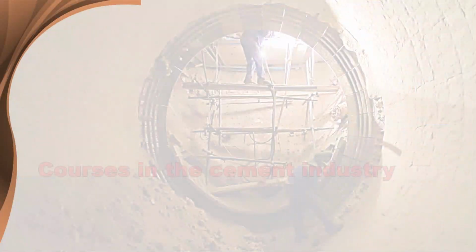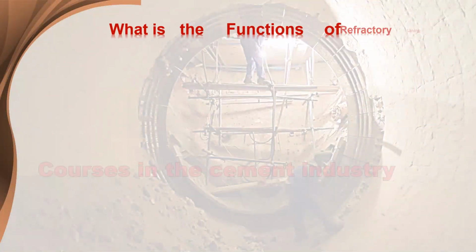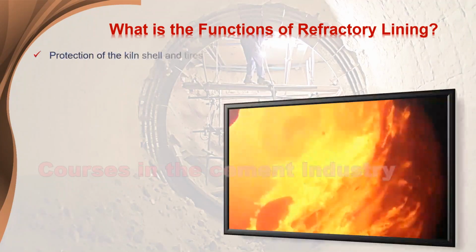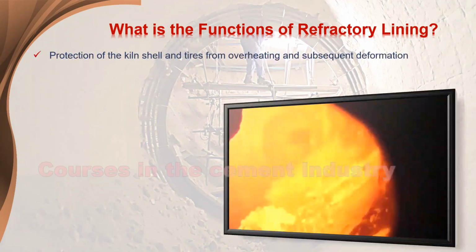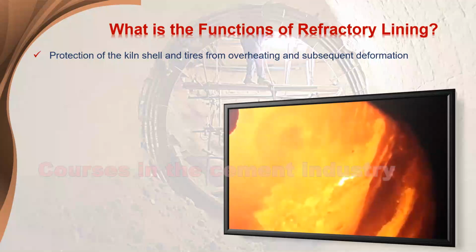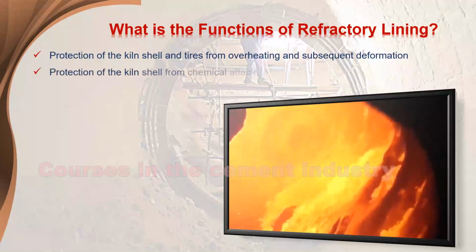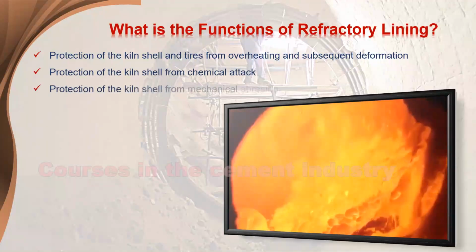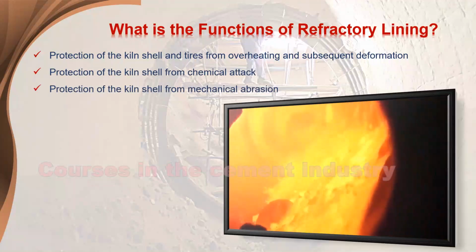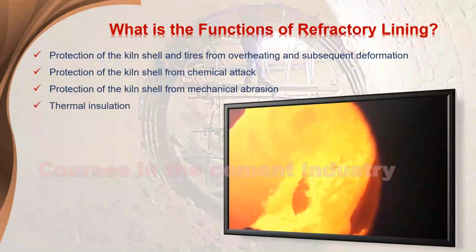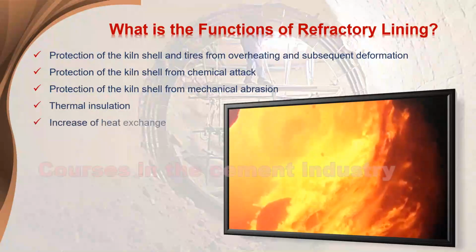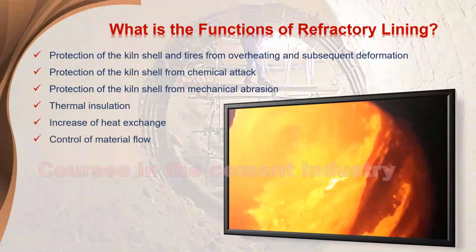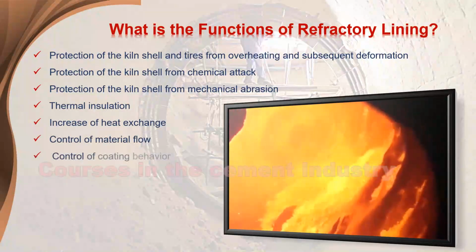Let's first ask this question. What are the functions of refractory lining? 1. Protection of the kiln shell and tires from overheating and subsequent deformation. 2. Protection of the kiln shell from chemical attack. 3. Protection of the kiln shell from mechanical abrasion. 4. Thermal insulation. 5. Increase of heat exchange. 6. Control of material flow. 7. Control of coating behavior.